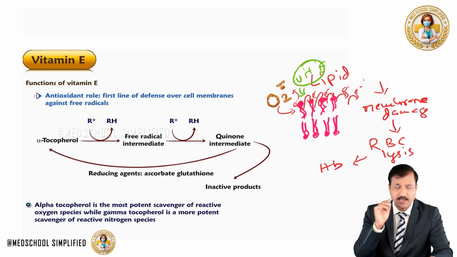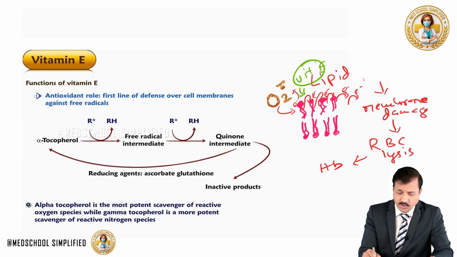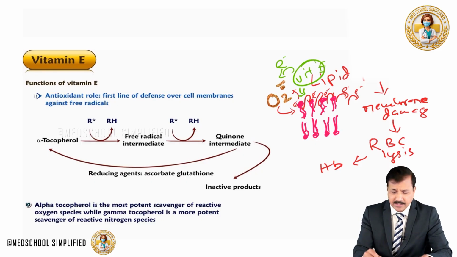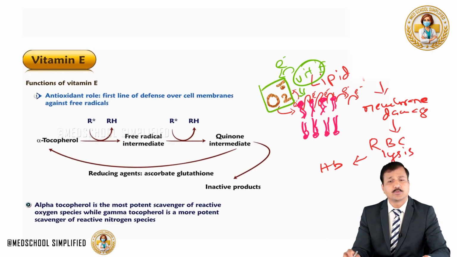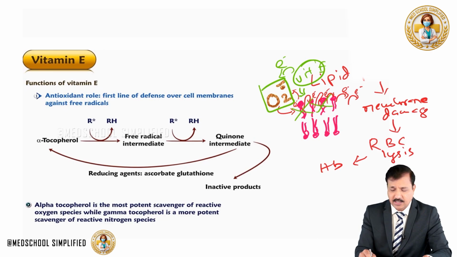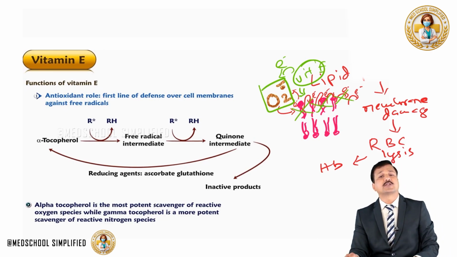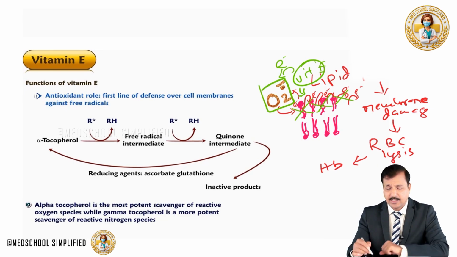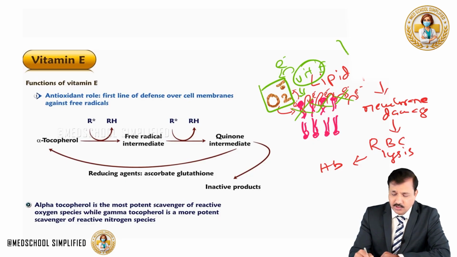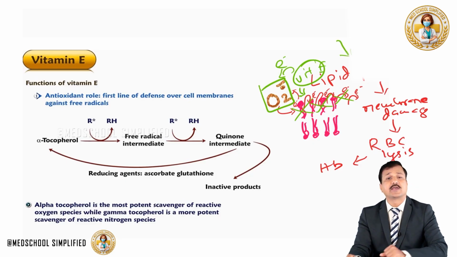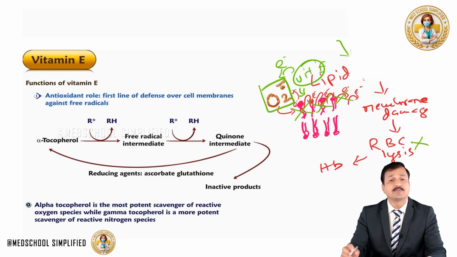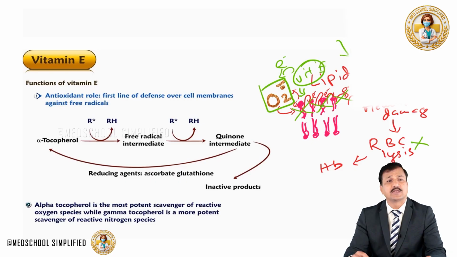So, whenever superoxide comes in, vitamin E is going to donate electrons to this superoxide, and thereby it is going to neutralize the superoxide and prevent attack of superoxide over the cell membrane. Thereby vitamin E is going to prevent lipid peroxidation, and by preventing lipid peroxidation it can prevent RBC lysis, or membrane damage to any of our cells, and that's the function of vitamin E.